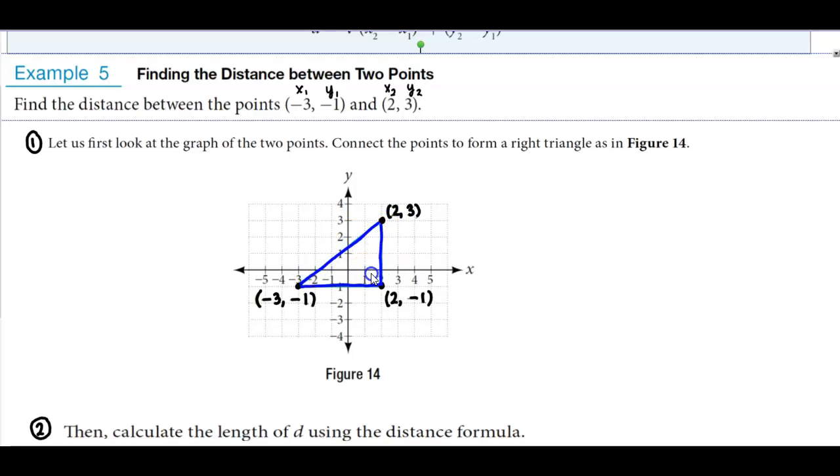But what it does is it's going to form a right triangle. And that right triangle means that if you come down, how many units? 1, 2, 3, 4 units here. And then we're going to move over 1, 2, 3, 4, 5. So that's going to give us the values of what the legs are going to be.